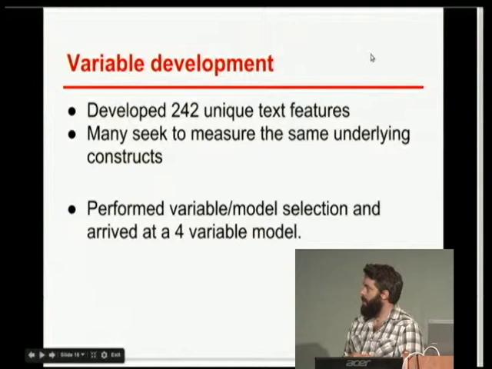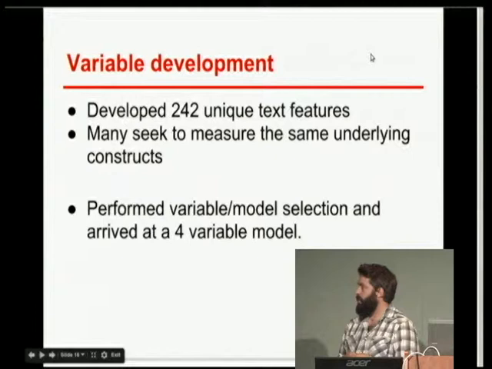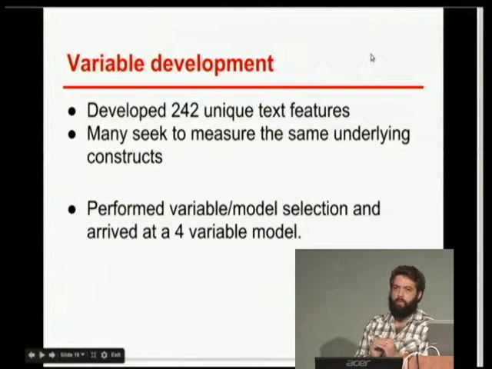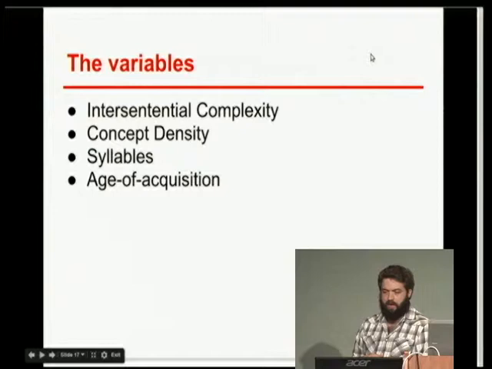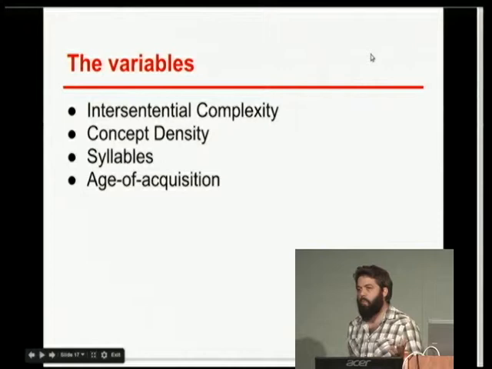So we actually used a random forest regression model for variable selection, and we reduced this down from 242 to a four variable model that actually explained the most variance in our data set. So what are those variables? What are the four? Here they are. We gave them nice friendly names, which you can read. The bottom two you can probably get an idea of what those are.